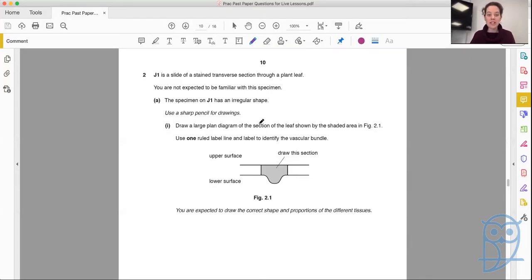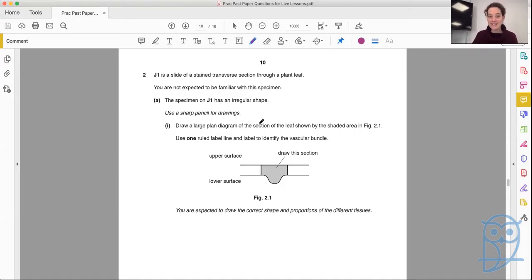Okay, so we're told that J1 is a slide of a stained transverse section through a plant leaf. You're not expected to be familiar with the specimen. They could give you absolutely anything. The idea is that you can follow instructions and that you're going to see general features that are similar between different specimens. Okay, so the specimen on J1 has an irregular shape. Okay, so it's not looking like our standard plant leaf in our textbook, all right?